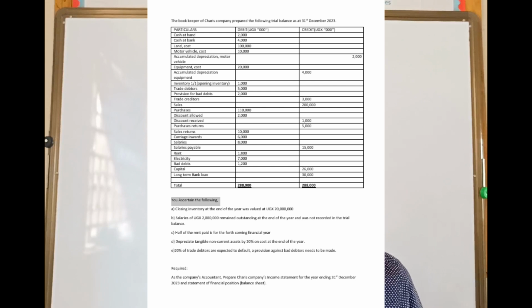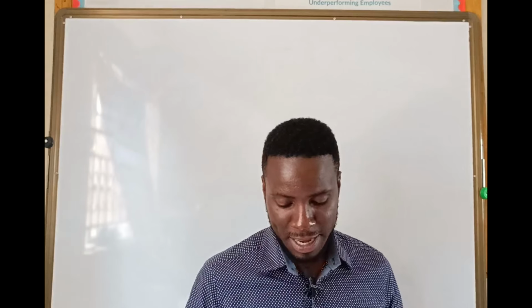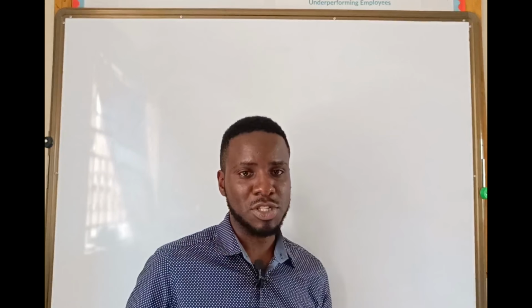Then D, depreciate tangible non-current assets by 20% on cost at the end of the year. Then E, 20% of trade debtors are expected to default. A provision against bad debts needs to be made. Required. As the company's accountant, prepare Caris company's income statement for the year ending 31st December 2023 and a statement of financial position or the balance sheet. Now, that's how our question is.